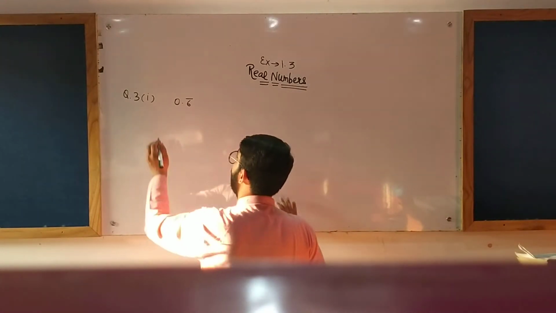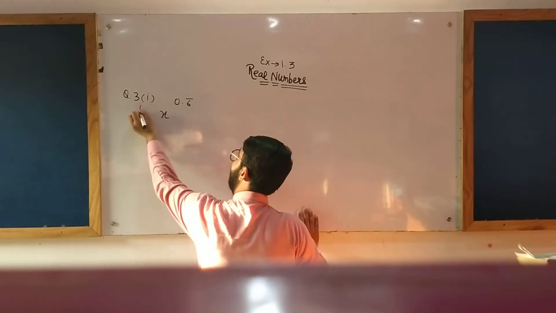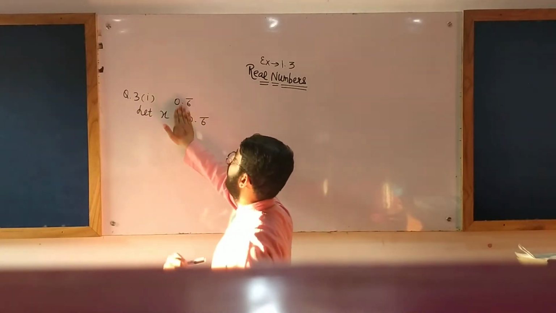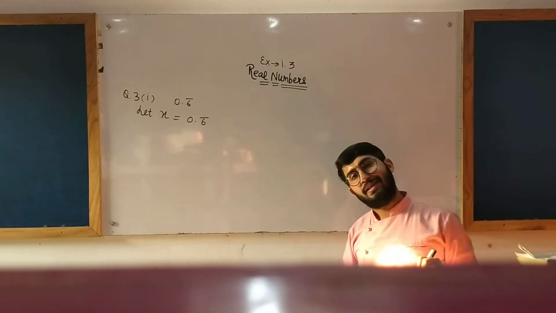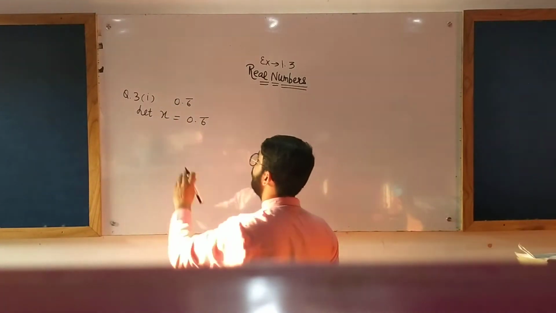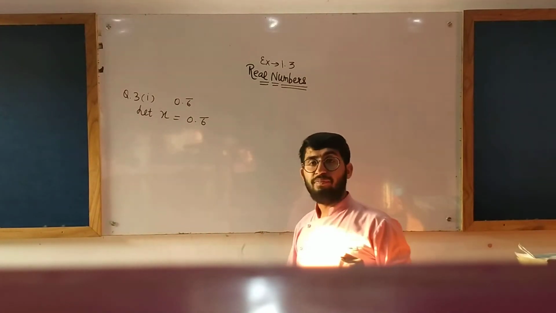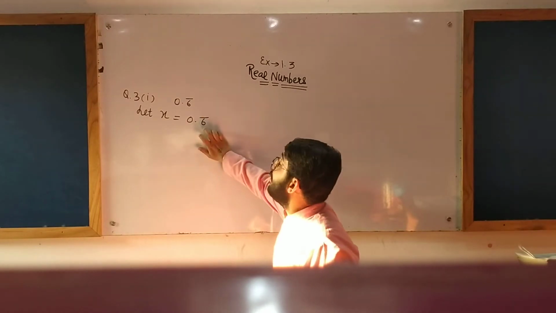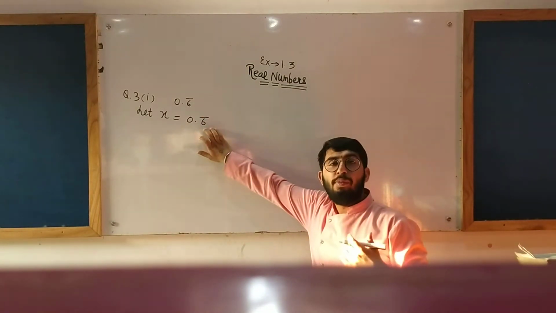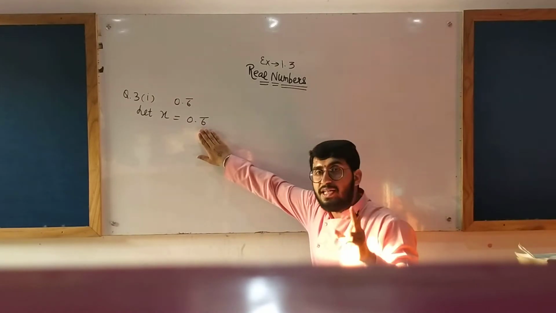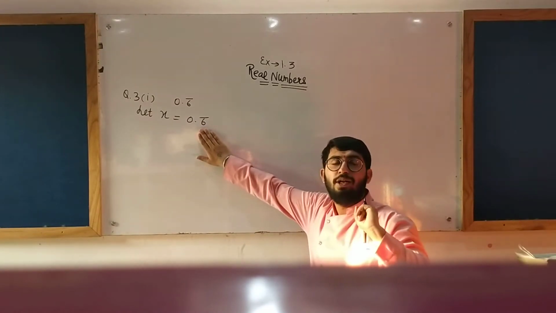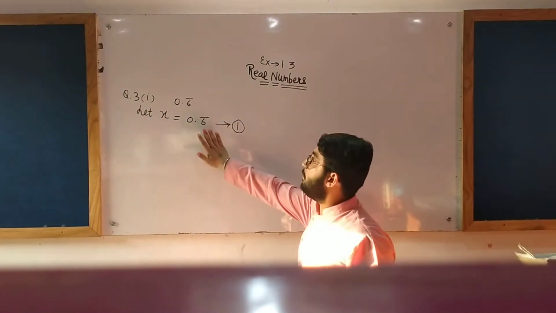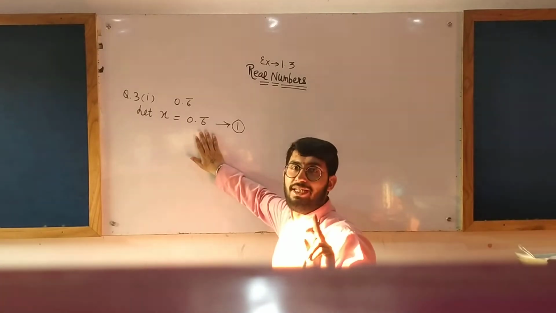Now first of all you will have to take let x equals 0.6 bar. I have taken x equals 0.6 bar. Tell me one thing, on how many digits is the bar present? The bar is present only on a single digit, that is 6. First of all, give it equation number 1.